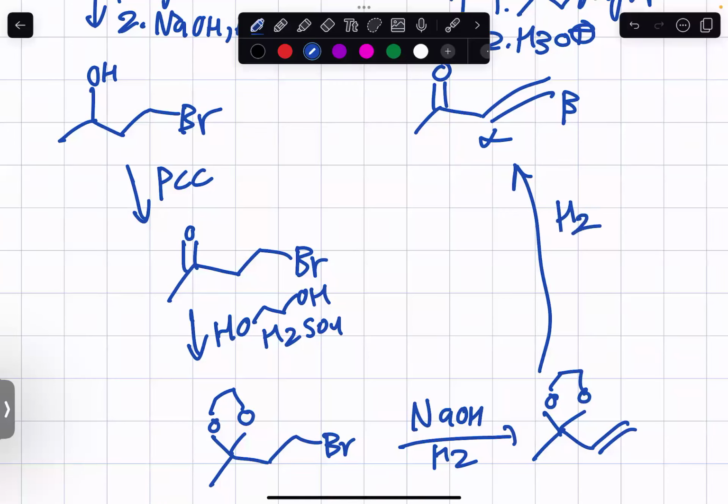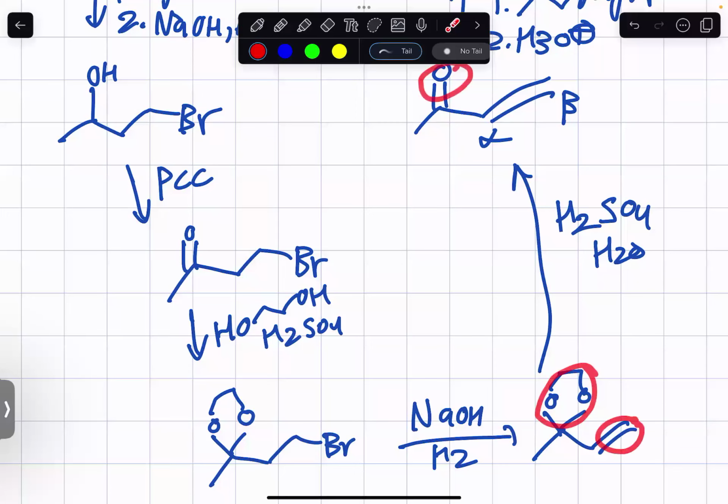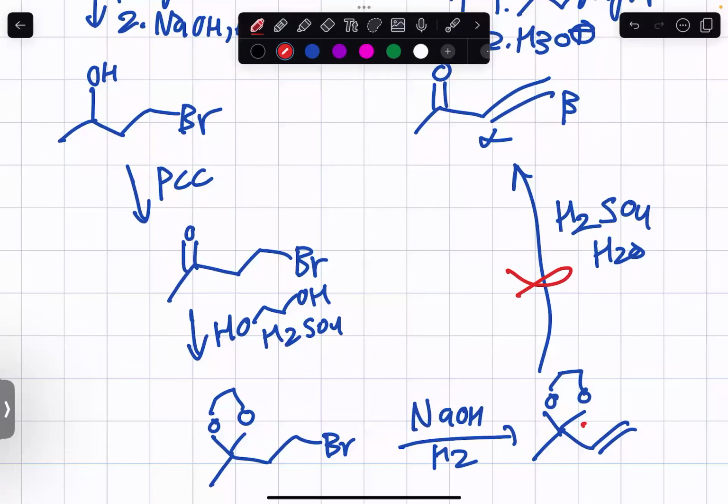Okay, so this is a problem here, because you know how we deprotect it with acid and water? It will deprotect that cyclic acetal to this carbonyl, but it would also react with the alkene. What would the acid and water do to the alkene? Add an alcohol. Yep, add an alcohol on the more substituted position, but we don't want that. So we don't want to use a cyclic acetal protecting group.